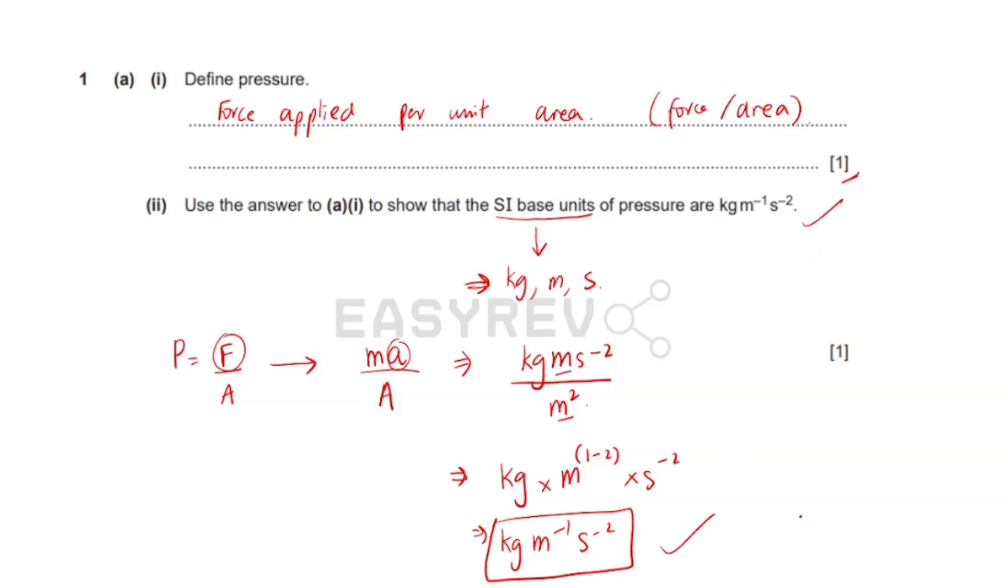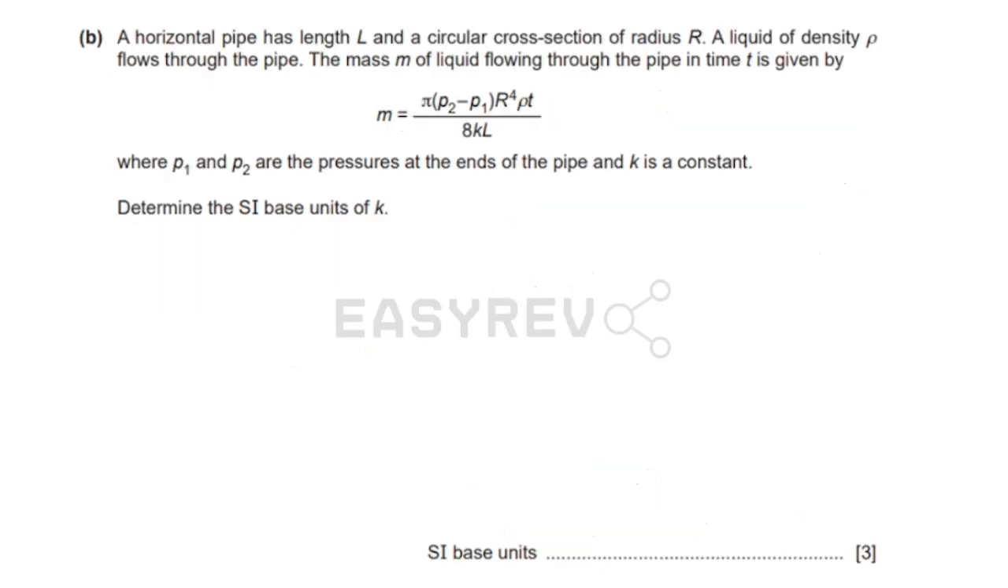Alright, let's go to the next question now. A horizontal pipe has length L and a circular cross-section of radius R. A liquid of density ρ flows through the pipe. The mass m of liquid flowing through the pipe in time t is given by the following formula, where P1 and P2 are the pressures at the ends of the pipe and K is a constant. So now we just have to determine the SI base units of K.